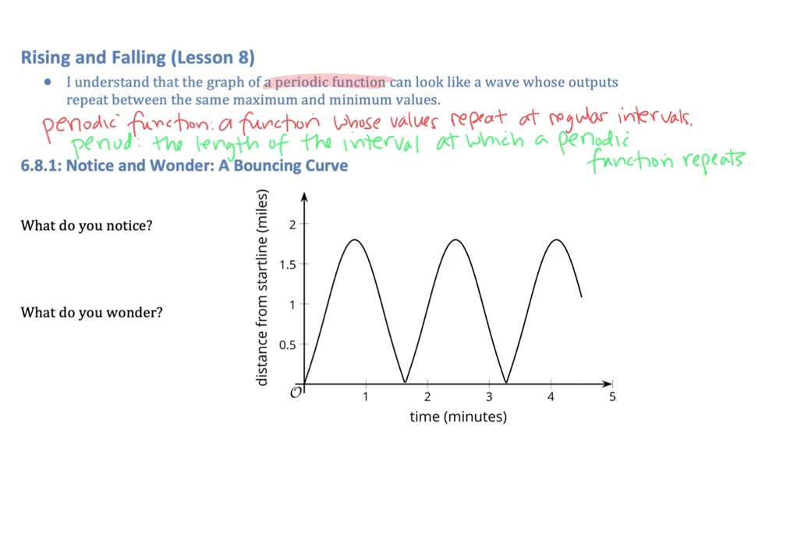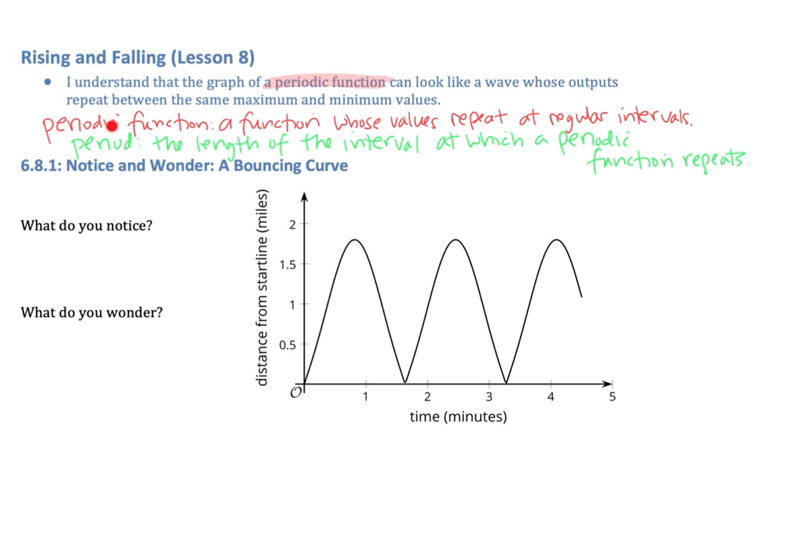All right, we're on to part 2 of lesson 8 from day 4. And part 2 involves this goal right here, which is: I understand that the graph of a periodic function can look like a wave whose outputs repeat between the same maximum and minimum values.